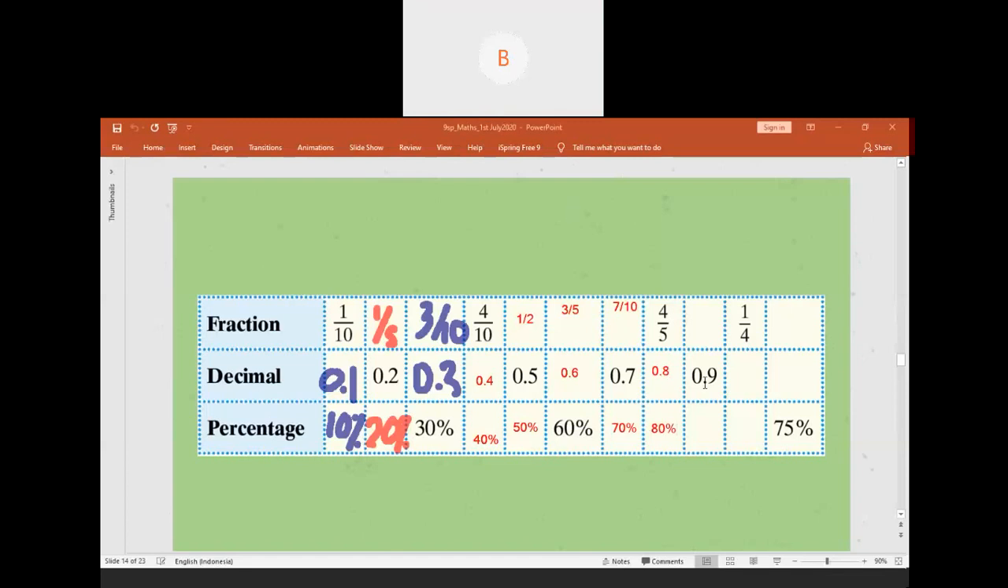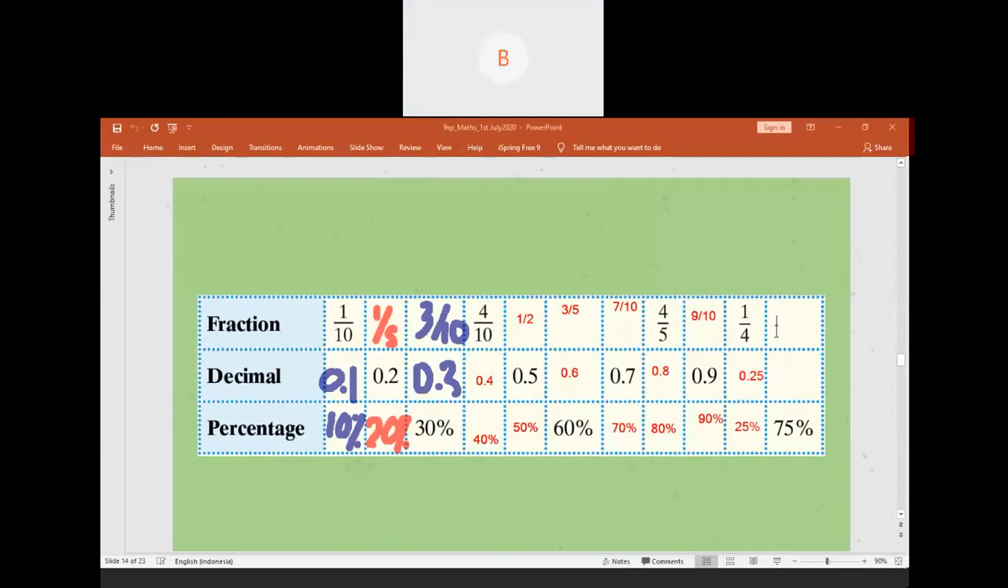Now let us continue with 0.9. 9 per 10. Okay, 9 per 10. How many percent will it be? 90%. Okay, good job. What about the 1 per 4? 0.25. Okay, how many percent will it be? 25%. Okay. What about the 75%?